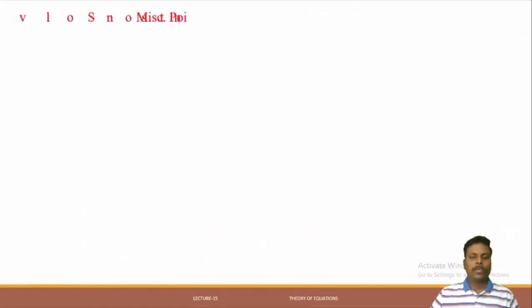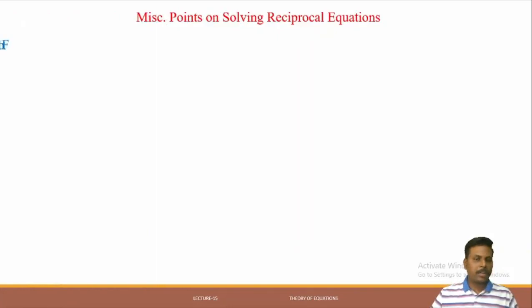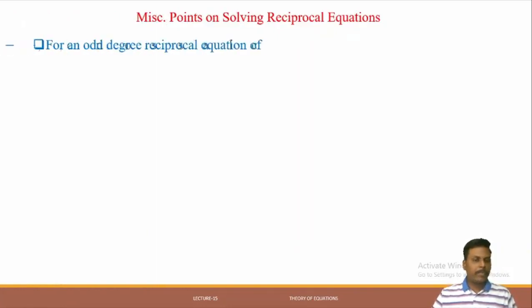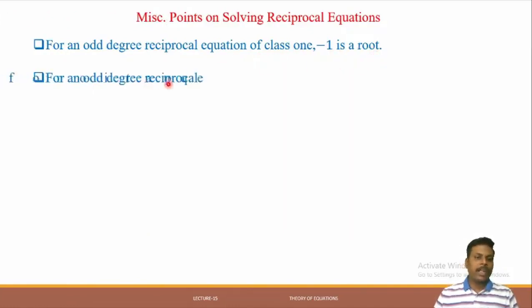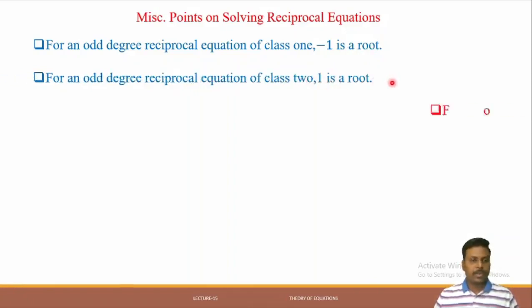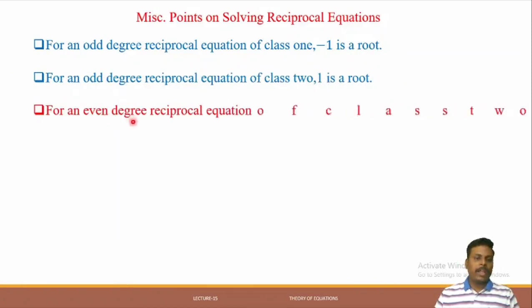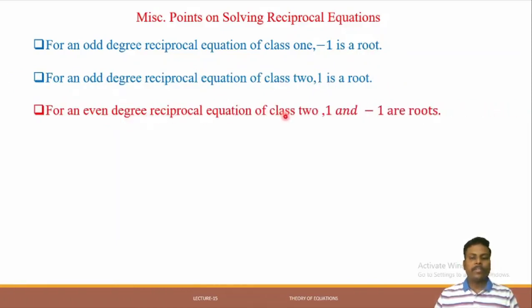Let me discuss some points on how to solve a reciprocal polynomial equation. Here are the points. Let me discuss them one by one. For an odd degree reciprocal equation of class 1, minus 1 is always a root. For an odd degree reciprocal equation of class 2, 1 is always a root. Okay. For an even degree reciprocal equation of class 2, both 1 and minus 1 are roots of it.